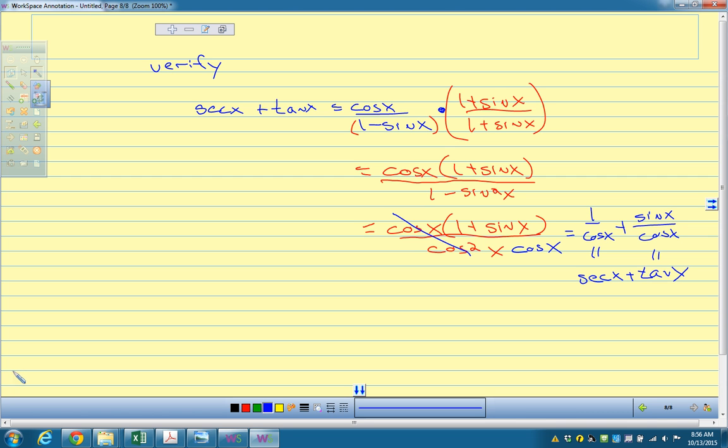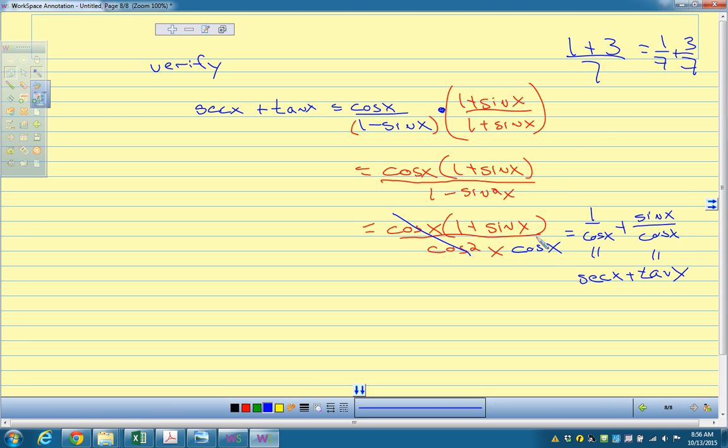Yes, I went too fast. Or did I go too fast? So this last step from here to here. Yeah. So this was 1 plus sine x over cosine x, right? So just if you have like 1 plus 3 over 7 or something like that, I could write this as 1 over 7 plus 3 over 7, right? So I break this apart.